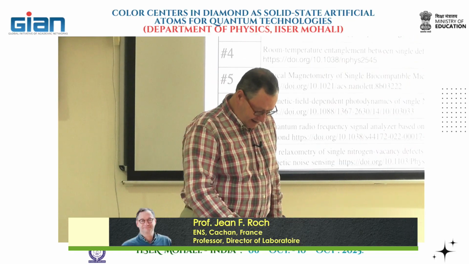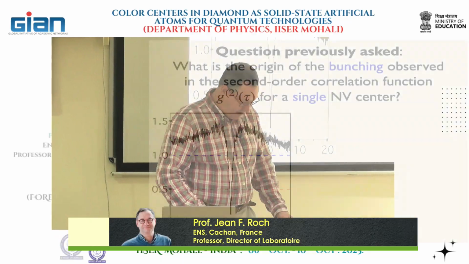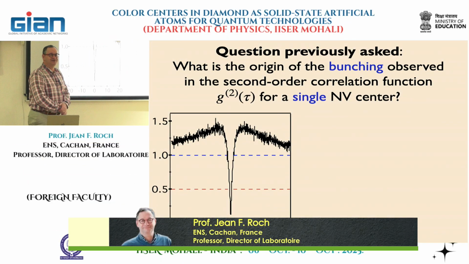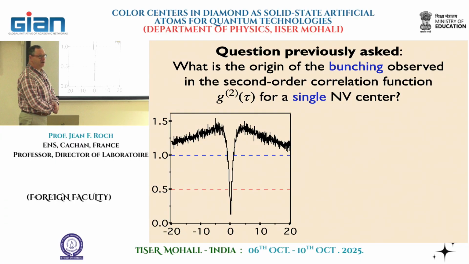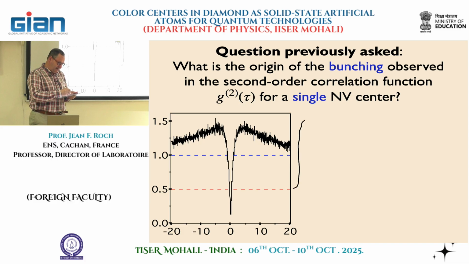Okay, as you know, I asked a question yesterday. If we look at the G2 of a single NV center, we have this dome shape experiment, and there are different points that I would like to comment on. The first one is that there is a kind of limit: as soon as you measure G2 below 0.5, 1/2, you can say there is a single emitter.